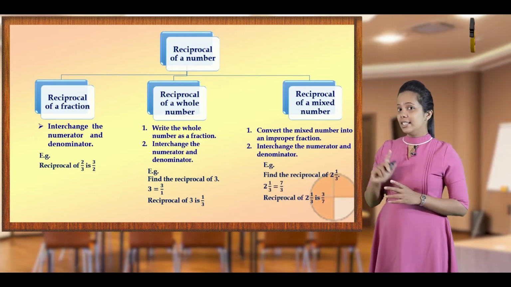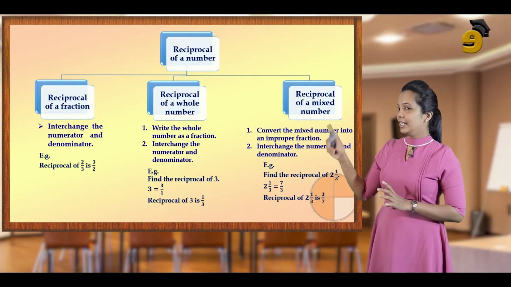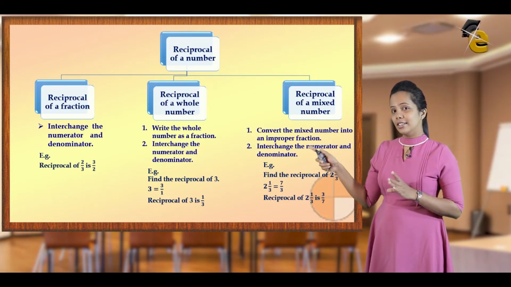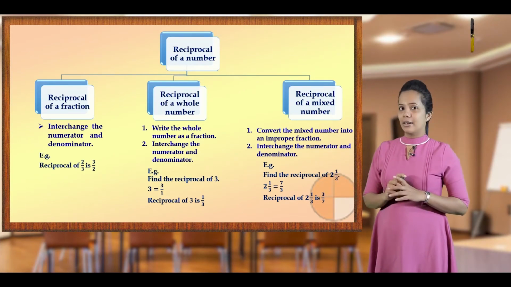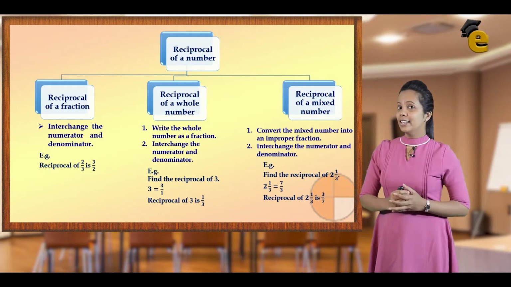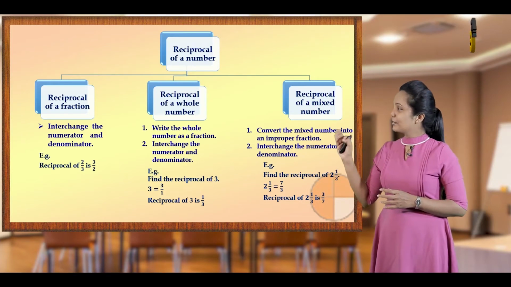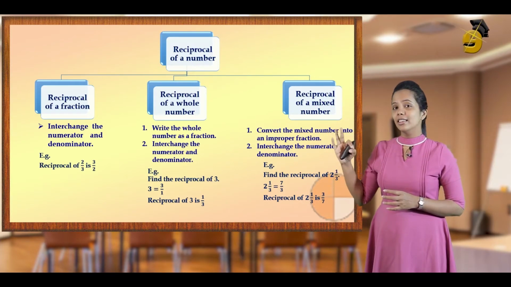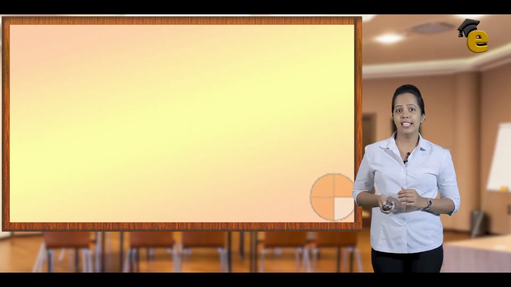Consider this example for that one. So, here you have to find the reciprocal of this mixed number. First, you write it as an improper fraction. So, what is the improper fraction? It will be 7/3. Let us move to the example.